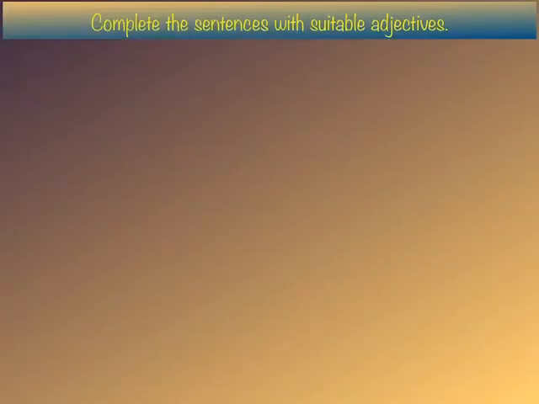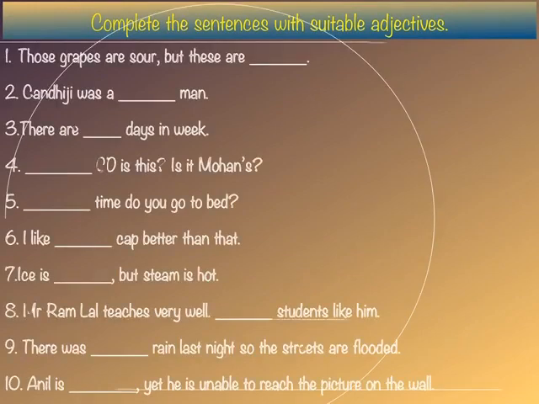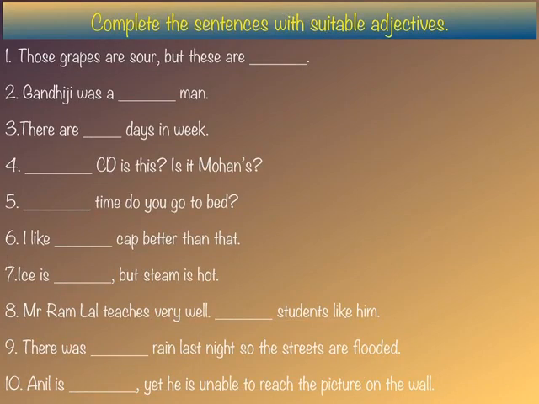So here I am giving you one more exercise which you have to complete using suitable adjectives. Let me do the first one for you. Those grapes are sour, but these are dash. So here the adjective which is suitable is sweet, because if those grapes are sour, then these would be sweet. So you have to do the rest of the sentences by yourself. We will check it in the next video.